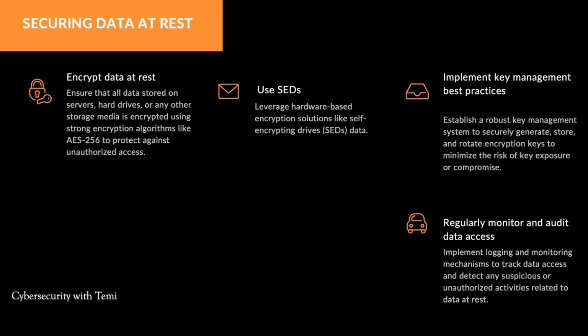Another thing we can also do to data at rest is to use self-encrypting devices. What these self-encrypting drives do is that they automatically encrypt everything stored on them without you having to do anything extra. So whenever you save a file, it is locked right away, and when you want to access it, the drive unlocks it for you. So that is another interesting thing to note.